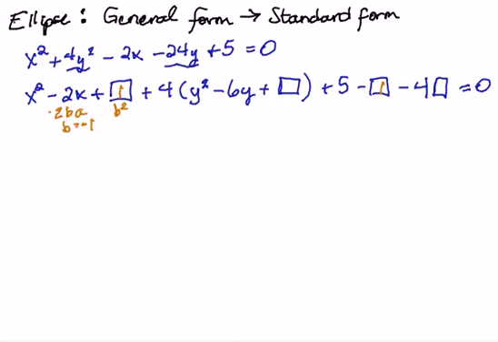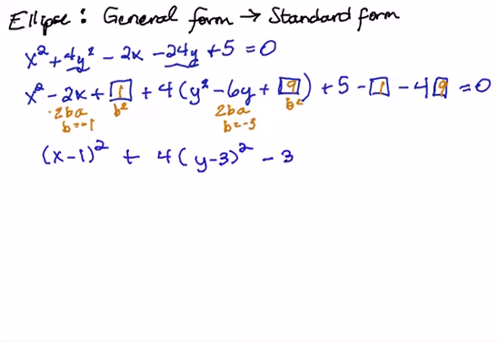Now for the y's, if this is the 2BA term, that means that our b is going to be negative 3, and so then our b squared would be 9. And so I'm going to put that in both of those boxes. So now we're ready to complete the square. For x, this is going to be x minus 1 squared plus 4 times y minus 3 squared. And then I have plus 5 minus 1 and minus 36. And so that's going to give me minus 32 equal to 0.